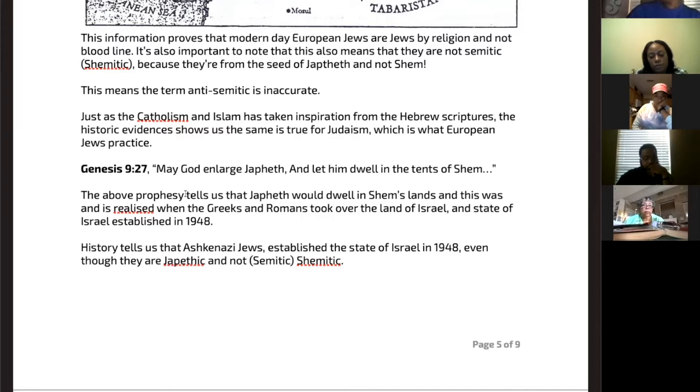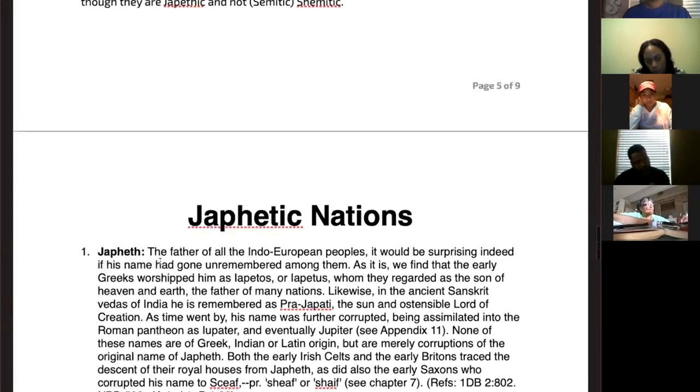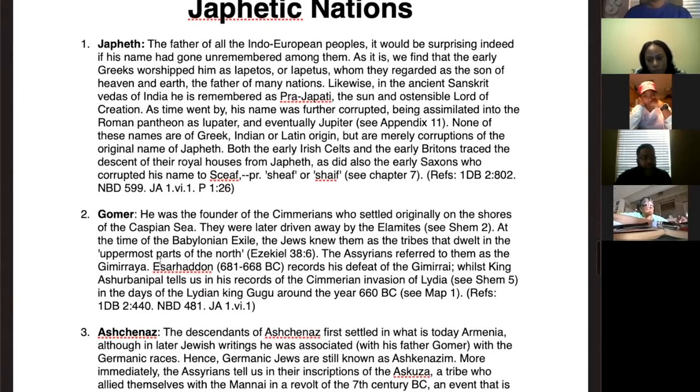to jealousy, okay? So just so we're not confused, the Gentiles are occupying the land that is considered the tents of Shem today. The Gentiles are occupying Semitic territory. History tells us that Ashkenazi Jews established the state of Israel in 1948, even though they are Japhetic and not Semitic. Okay.